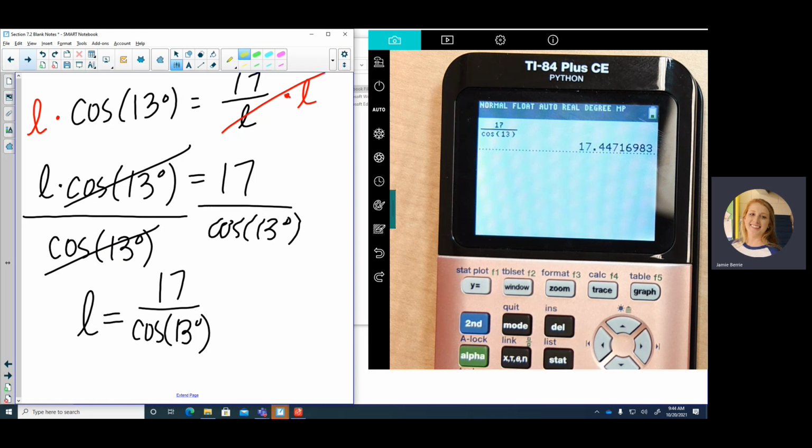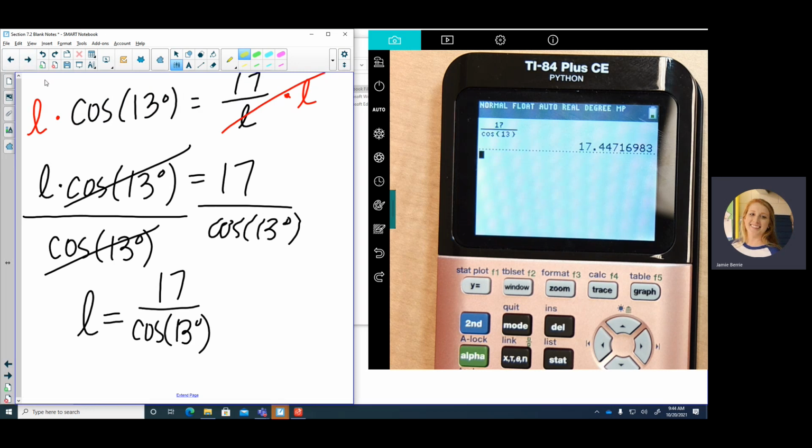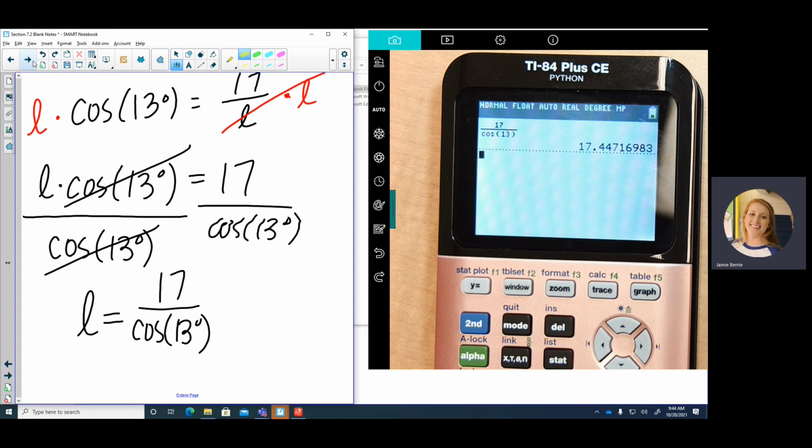All right, let's see, it told us to round to 2 decimal places. So that would be 17.45. And let's see, this was in feet. So the length of the ramp would be 17.45 feet. And that's everything for this section.